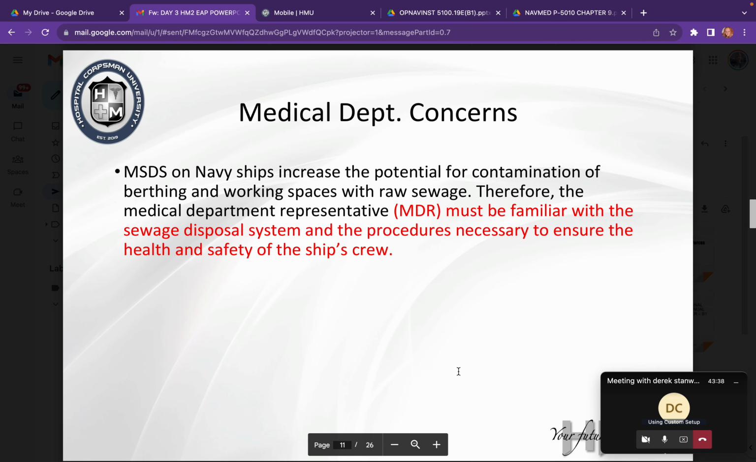MSDs on Navy ships increase the potential for contamination of berthing and working spaces with raw sewage. Therefore, the medical department representative must be familiar with the sewage disposal system and the procedures necessary to ensure the health and safety of the ship's crew.